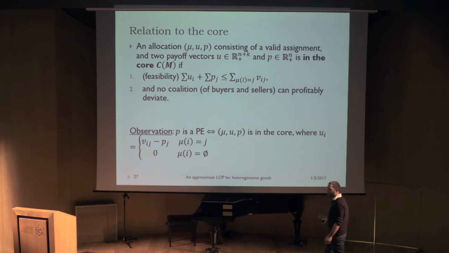Let me relate that to the core of the assignment game, because that was our initial motivation, at least. So the assignment game is the same matrix that you see, and you have buyers and sellers. You try to find core allocations, meaning that coalitions shouldn't be able to deviate and create their own small surplus which will be bigger than what they get under the assignment and the different payoff vectors. In fact, in this model, if P is a price equilibrium, then the relevant assignment plus P plus what the buyers get is a core allocation, and vice versa. So price equilibrium here means core allocation in the assignment game.